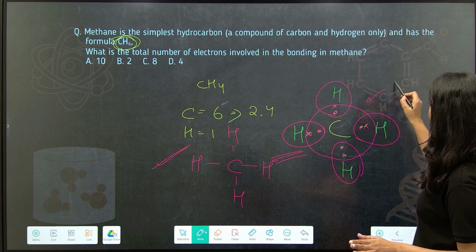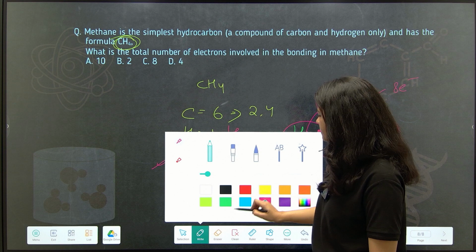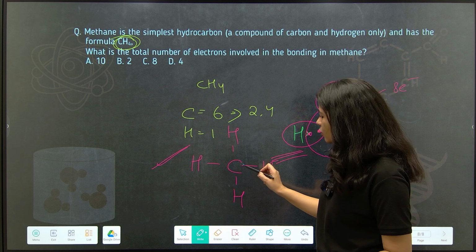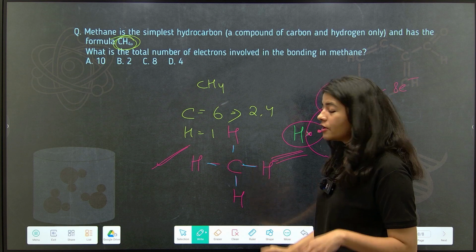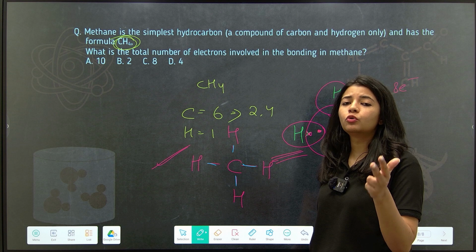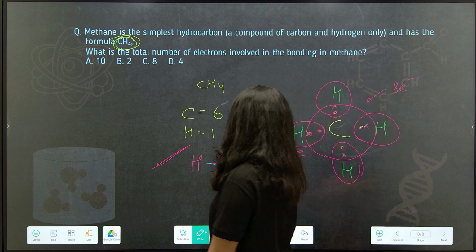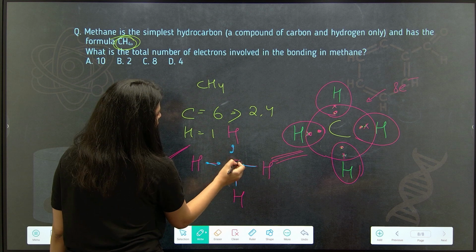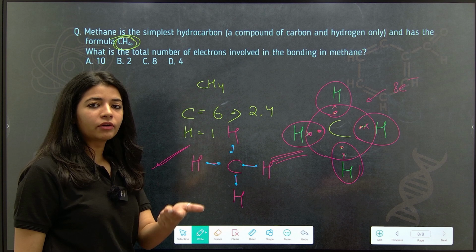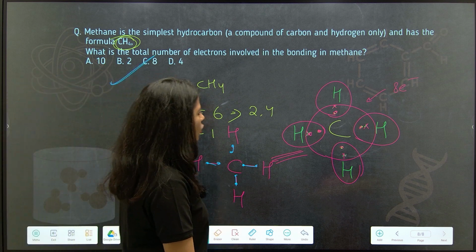You can do it this way, or you can check it this way also. How? Each bond represents 2 electrons, right? How many bonds can you see? 1, 2, 3, 4. 4 bonds in total we can see. Each bond comprises 2 electrons. Therefore, 2 times 4 becomes 8. So in total 8 electrons have been shared. Each bond is comprised of a shared pair of electrons, 1 from carbon, 1 from hydrogen. Hence my answer becomes 8, which is C. I hope this is clear.